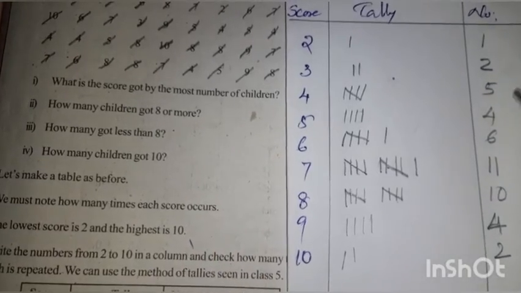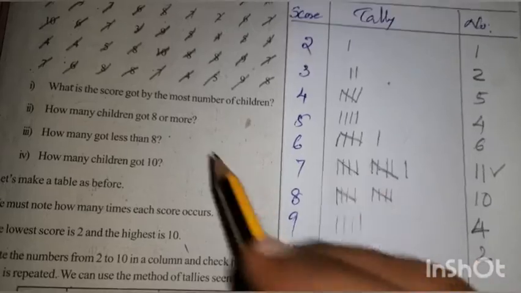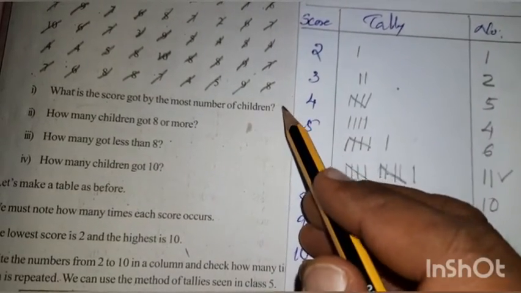What is the score got by most number of children? Which is the score got for most number of children? That is 11. So the most number is 7. Okay, 7 got 11.